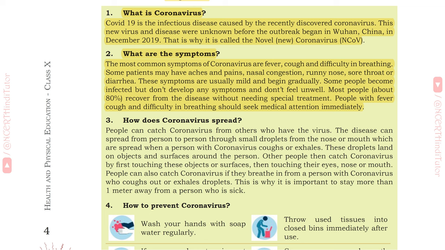Question 3. How does coronavirus spread? People can catch coronavirus from others who have the virus. The disease can spread from person to person through small droplets from the nose or mouth, which are spread when a person with coronavirus coughs or exhales. These droplets land on objects and surfaces around the person. Other people then catch coronavirus by first touching these objects or surfaces, then touching their eyes, nose, or mouth. People can also catch coronavirus if they breathe in from a person with coronavirus who coughs out or exhales droplets. This is why it is important to stay more than 1 meter away from a person who is sick.